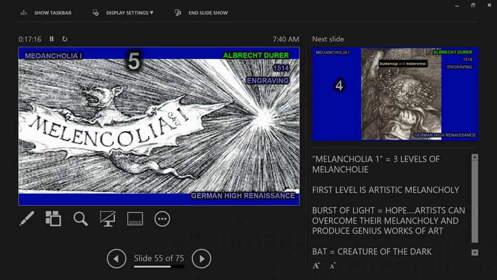The number 5 detail is that the word melancholia is written into this print, held by a bat. Bats are seen as creatures of the dark. Behind the bat is a burst of light, which represents hope. So the message here is that artists can overcome their melancholy and produce genius works of art if they get beyond that.